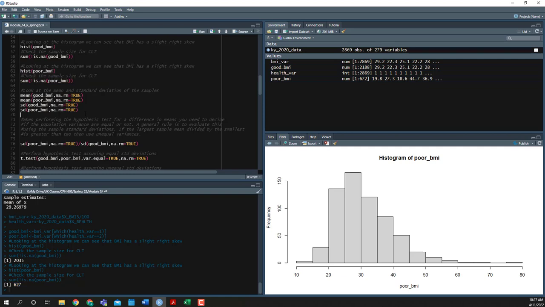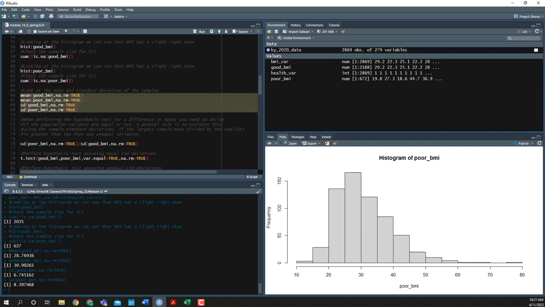Next, again, we're going to look at the mean and the standard deviation of each of the samples. Notice here that we can see that the mean BMI for those in good health is lower than the mean BMI for those in poor health. We should note, though, that both of these are over that 25.